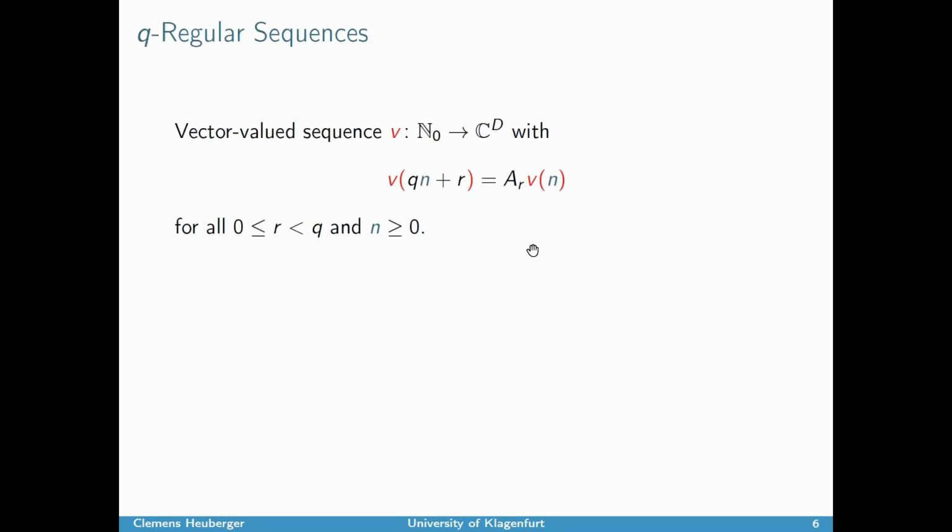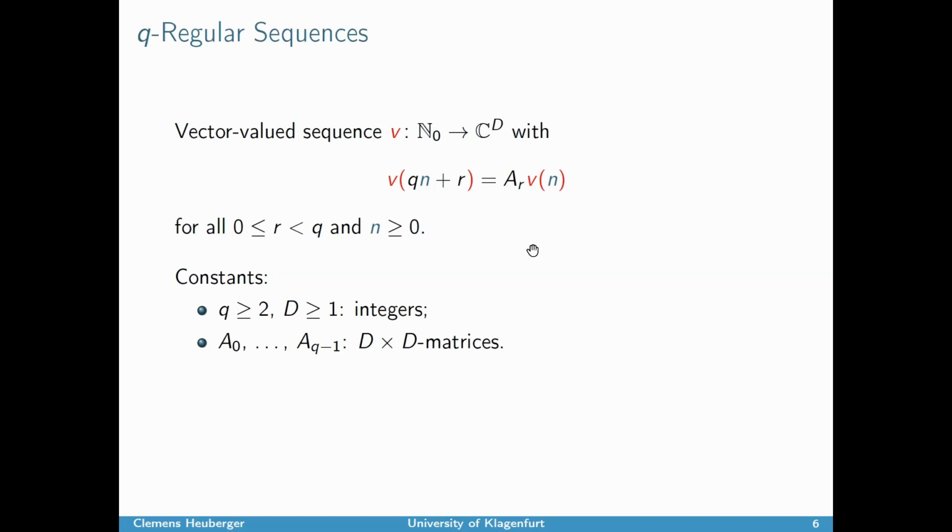Okay, I should now perhaps define regular sequences. We had two examples so far, and we always had q equals 2 so far. So we have a vector-valued sequence, and for all residue classes modulo q, I have a matrix which depends on the residue times the original vector v of n. I have this recurrence relation for all residues, for all n. And q is a constant, and capital D is the dimension of the matrices.